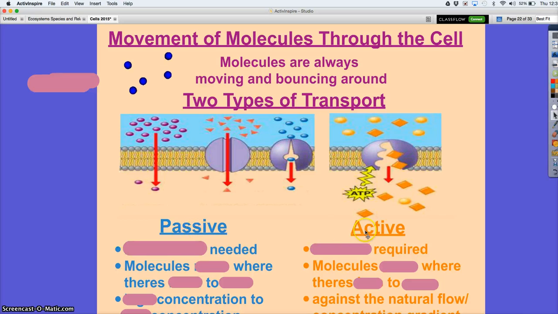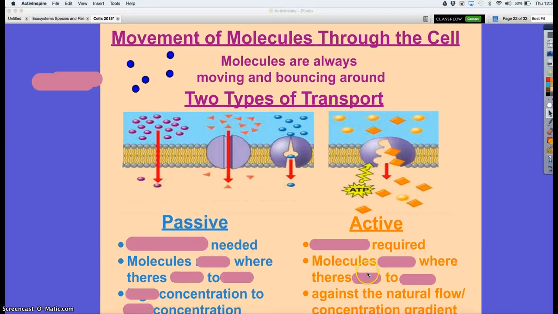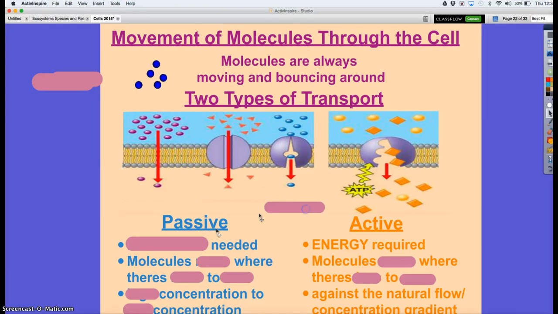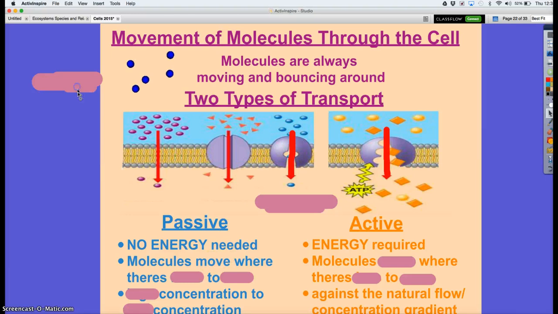There's two ways molecules move. One is called passive and one is called active. If you look at this diagram, look at the purple, the red, here would be the diamonds. Can anybody tell me the difference? The first thing you notice is that active needs energy and passive does not. Passive involves molecules moving from where there is more of them to where there is less. They also reference it as high concentration to low concentration.